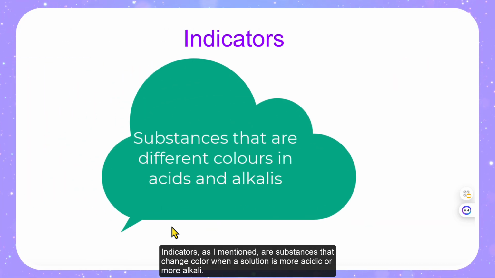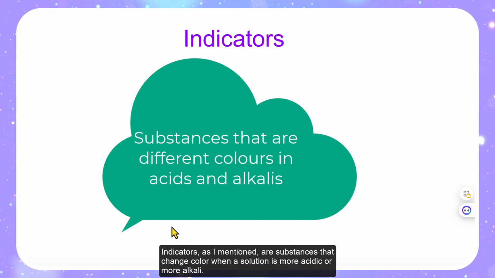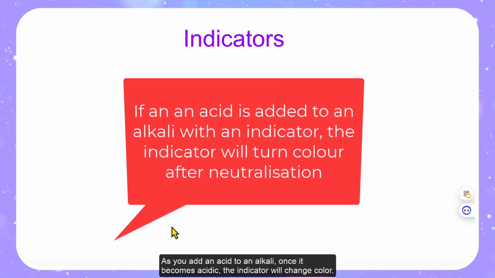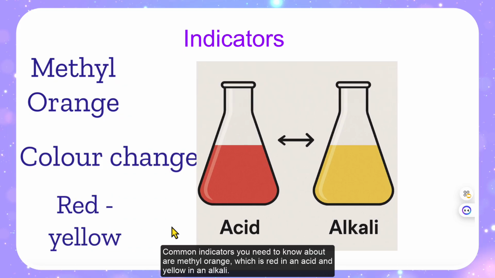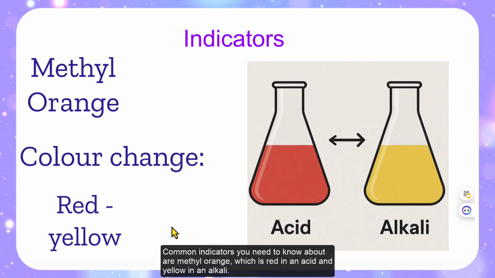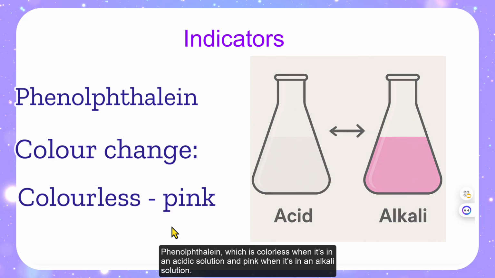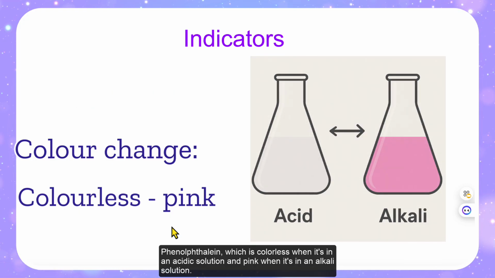Indicators, as I mentioned, are substances that change color when a solution is more acidic or more alkali. As you add an acid to an alkali, once it becomes acidic, the indicator will change color. Common indicators you need to know about are methyl orange, which is red in an acid and yellow in an alkali. Phenolphthalein, which is colorless when it's in an acidic solution, and pink when it's in an alkali solution.